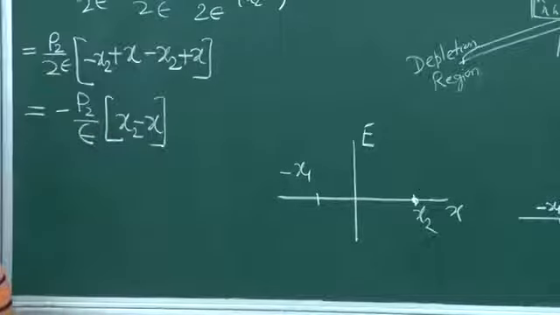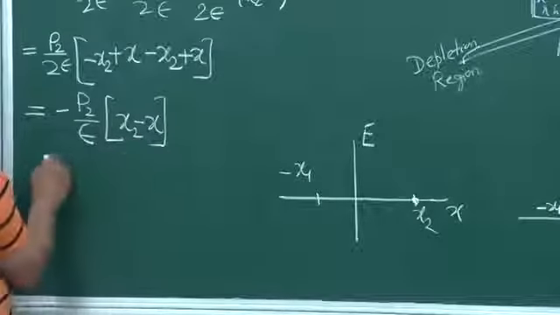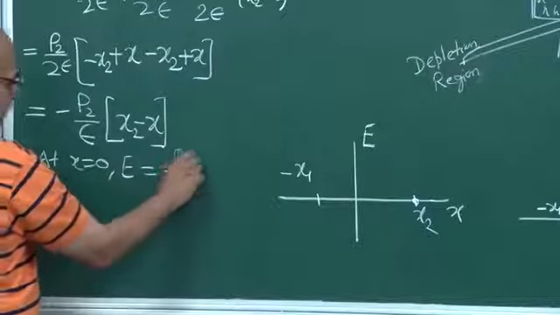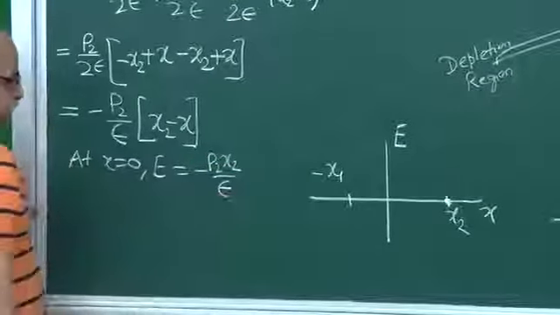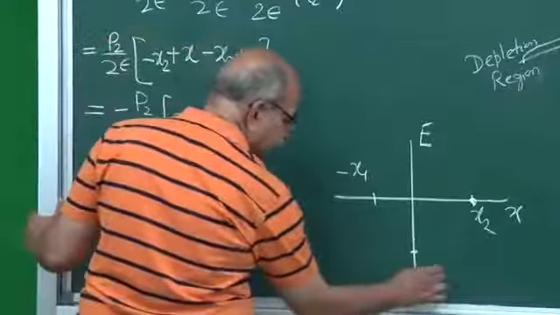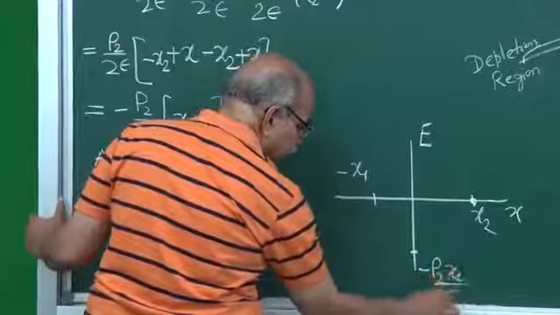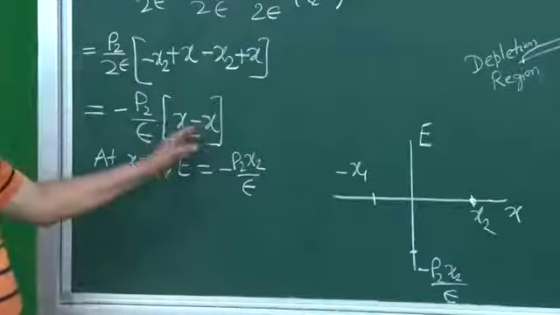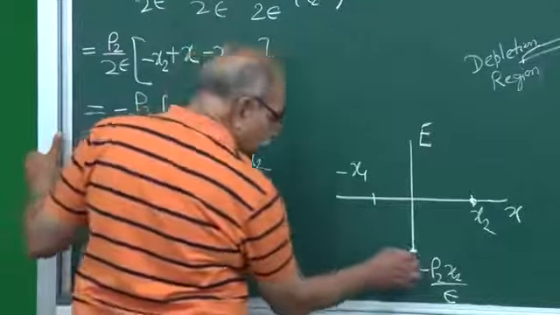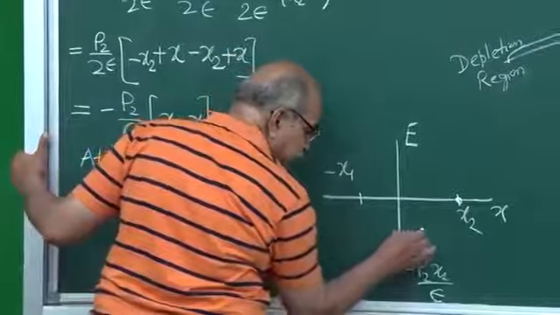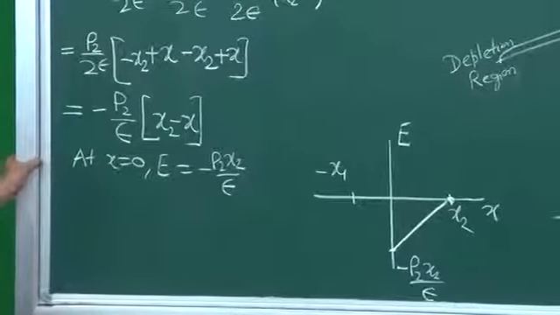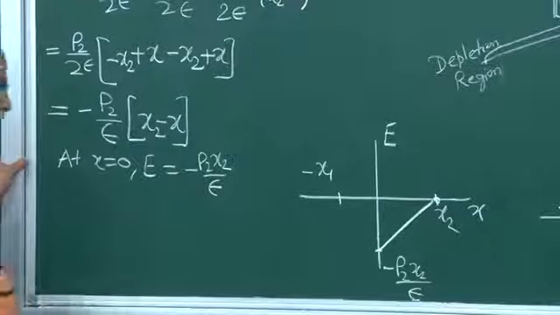And how much will be the electric field at x equal to 0? At x equal to 0, E will be minus rho 2 x2 over epsilon. So this is the point, let us say this is minus rho 2 x2 over epsilon, and then it is linear. Then it's linear in x, so it has to be a straight line, and therefore you can join these two. This is the electric field on this positive x side.